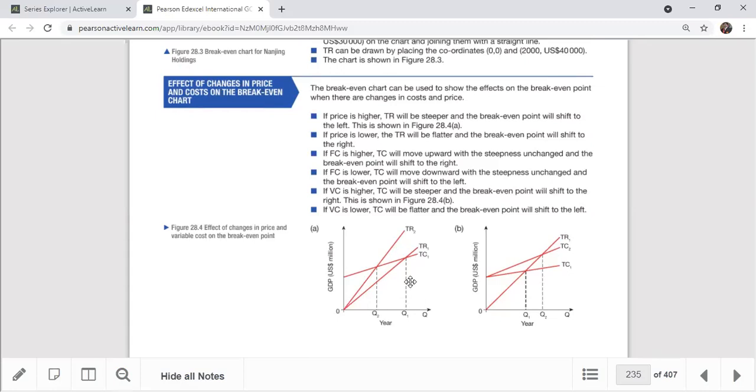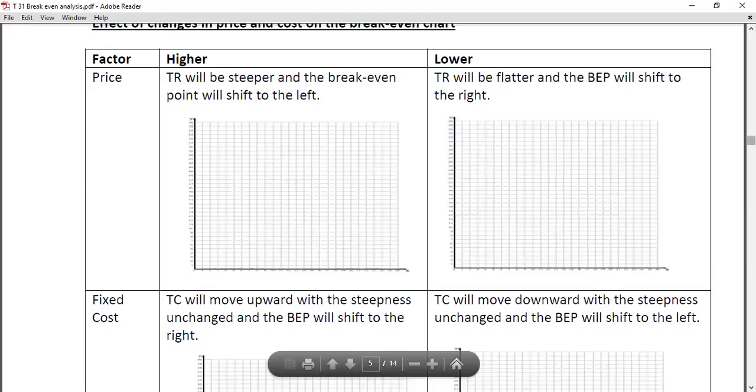Even for variable cost, this second situation, look at this chart. If you increase your variable cost, total cost will increase from TC1 to TC2. And if variable cost decreases, it will go down from TC2 to TC1. These things you can see in my handout, right? I have given these things. So I have to draw like this, and I'll tell you how to draw this.